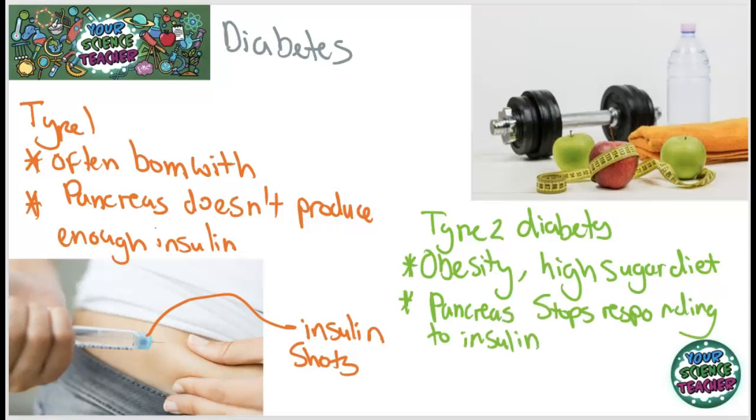So how can we treat this? We cannot treat this with simply just insulin shots because our body's not responding to it, so we need to control our diet and exercise. And these are ways that we can control type 2 diabetes so our blood glucose levels don't get too high.